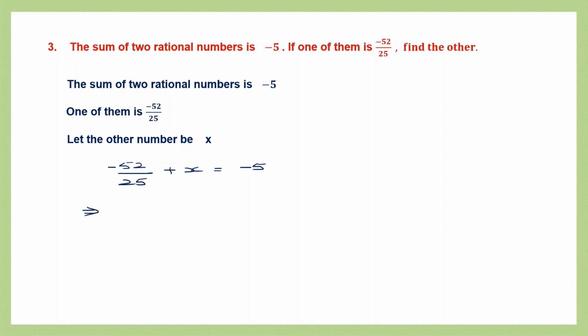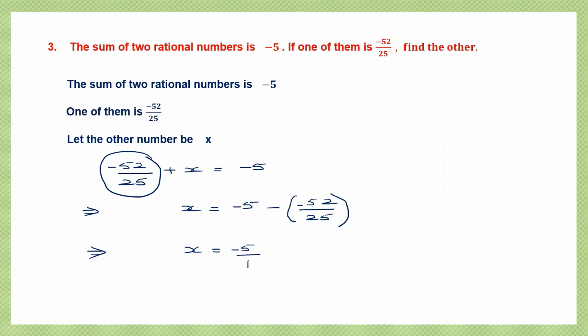So to find the value of x, I'm going to leave minus 5 on the other side, and I'm going to transpose this number to the other side. So it's going to become minus 52 by 25. Now let's work this out and find the value of x. X is equal to, now here we're going to write this as minus 5 by 1. Now since we have a minus sign before the bracket, when I remove this bracket, the sign of this rational number will change from minus to plus. So that's going to become plus 52 by 25.